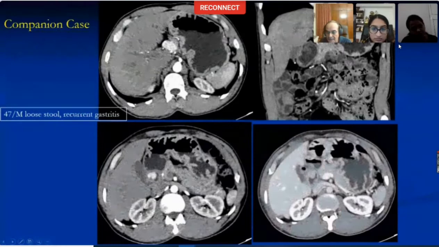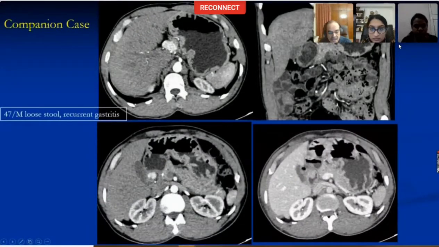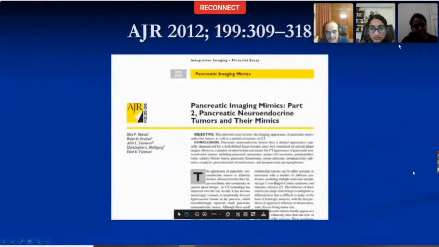This is in the coronal phase, and in the venous phase, you can see that this shows venous washout in a patient who had presented with recurrent gastritis and loose stool. This was a duodenal gastrinoma. Remember, this is still within the gastrinoma triangle. This is also a malignant lesion. It's already produced nodal metastases.